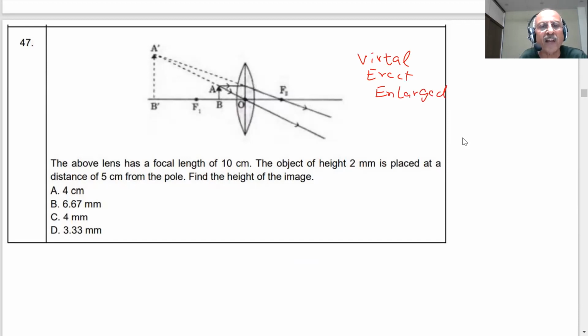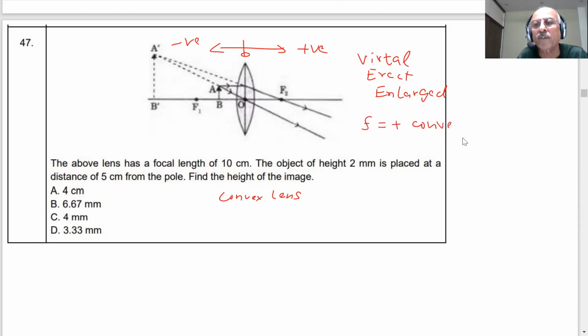Now, what is the question? The above lens has a focal length of 10 centimeters. Where is the focus of a convex lens? This is our positive sign convention, and this is our negative sign convention. The point is O. The convex lens has a positive focal length, so F is positive for a convex lens. Be careful with sign convention. So F is equal to plus 10 centimeters.